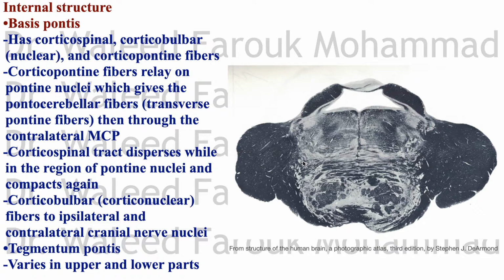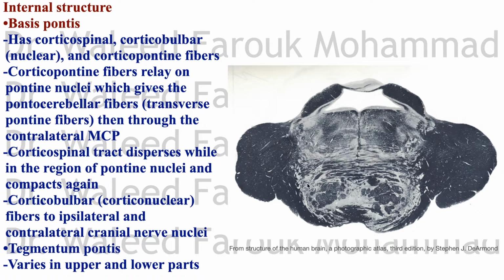The pons has the corticospinal and corticobulbar or corticonuclear tracts and corticopontine fibers. The corticopontine fibers relay on the pontine nuclei and give rise to the pontocerebellar fibers that go through the opposite or the contralateral middle cerebellar peduncle. I told you before that the corticospinal tract disperses because it passes through the pontine nuclei. The corticonuclear fibers descend to ipsilateral and contralateral cranial nerve nuclei.